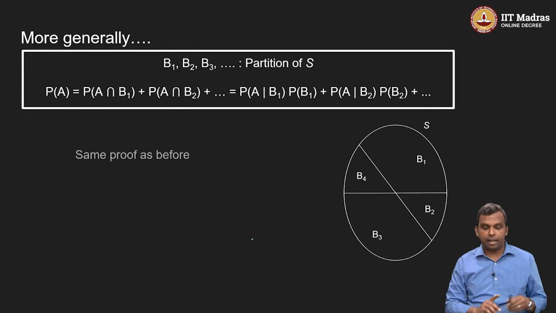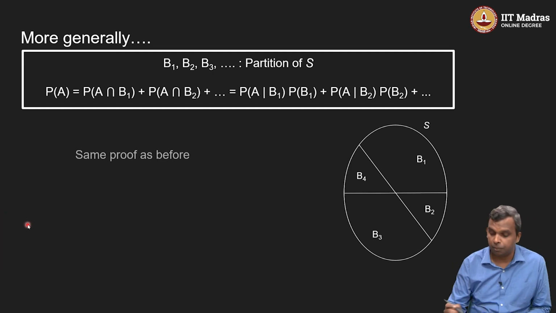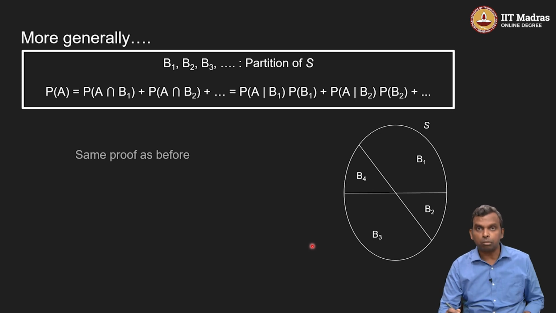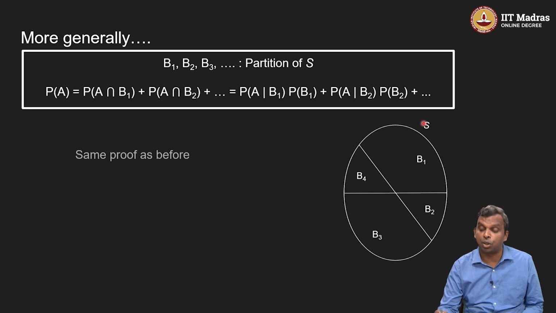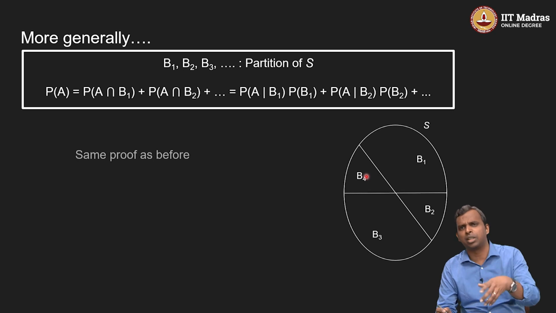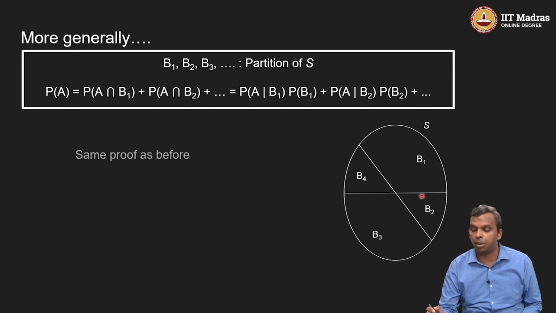Okay, so let's get a little bit more general here. Previously we had just one event B, and we said B and B complement partition S. This can be generalized. Maybe we have a more general partition of S. S is partitioned by B1, B2, B3 and B4. This is just an illustration. In general, it could go on to B5, B6, and keep going. But let's say there is a partition of S which is B1, B2, B3, B4.